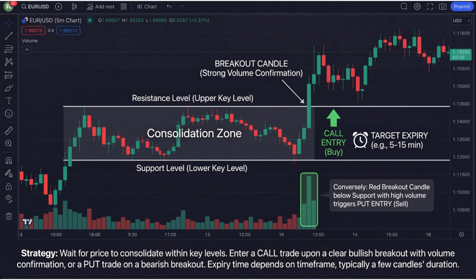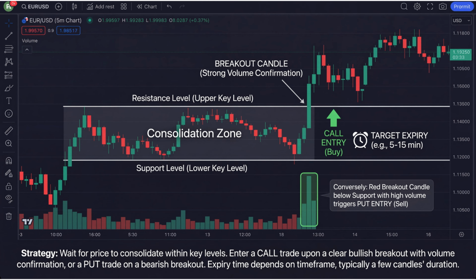When a strong bullish breakout candle closes above the resistance level and is supported by high trading volume, it confirms that buyers have taken control. This is the signal to enter a call trade, expecting price to continue moving higher. The target expiry is usually 5 to 15 minutes, depending on the strength of the breakout and the time frame.